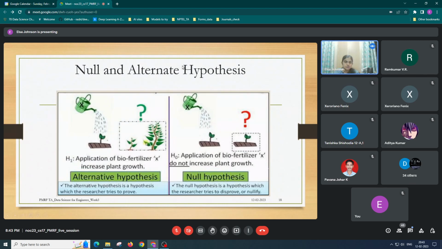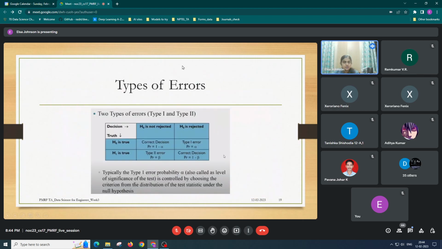Now, null and alternate hypothesis. If the hypothesis is that application of biofertilizer X will increase plant growth, then this is the alternate hypothesis, which the researcher is trying to prove. H0 is that application of biofertilizer X will not increase plant growth. So H0 is the null hypothesis, which the researcher is trying to disprove or nullify.